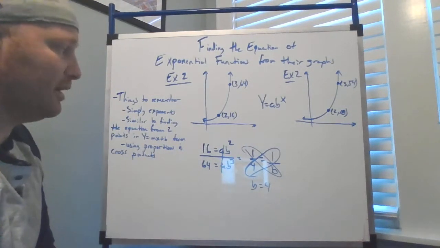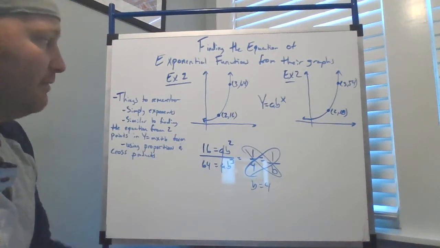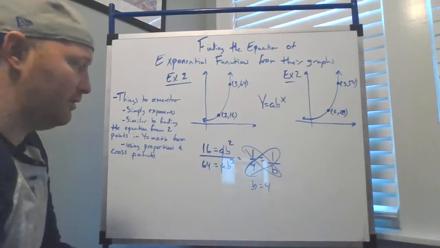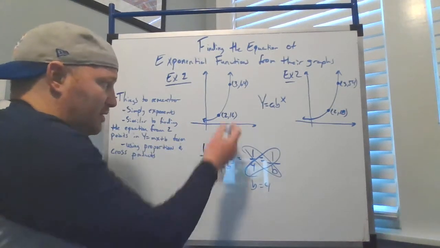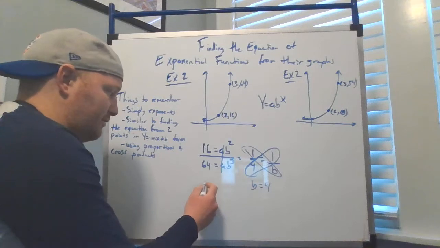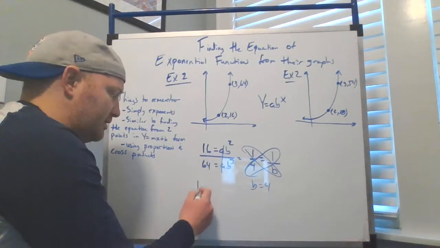We just figured out what b was. Now I have to solve for a. I have to see what that a value is. So I'm going to go back over here. I'm going to use either one of these points. I'll just use 16, okay? This one, the smaller numbers are always easiest.